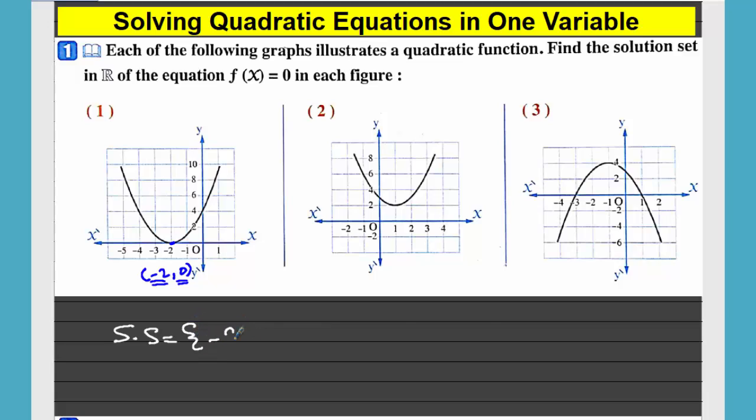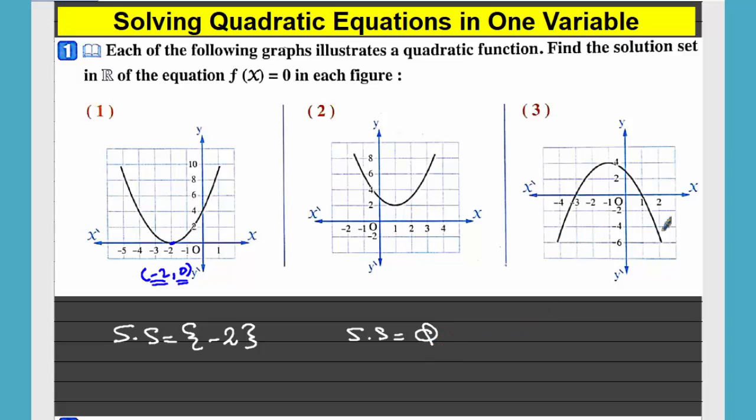equals {-2}. In figure 2, there is no intersection point. So the solution set equals phi, the empty set.